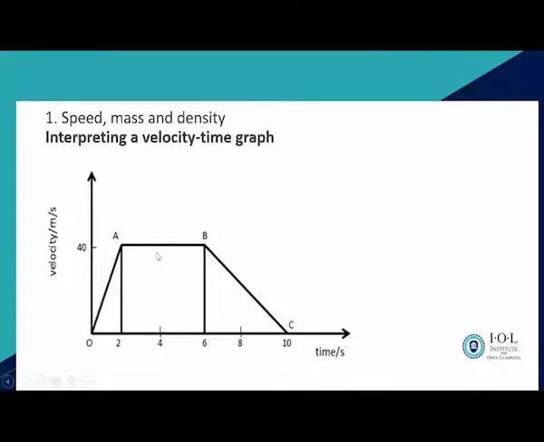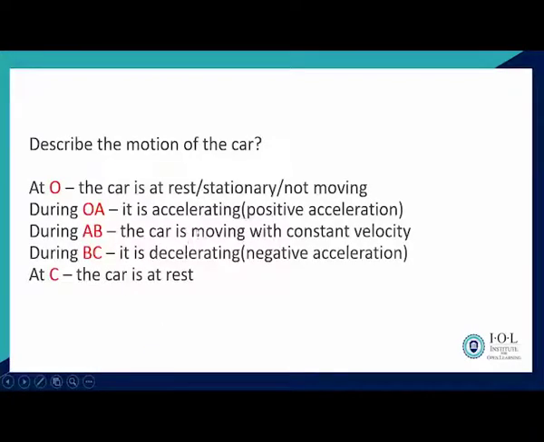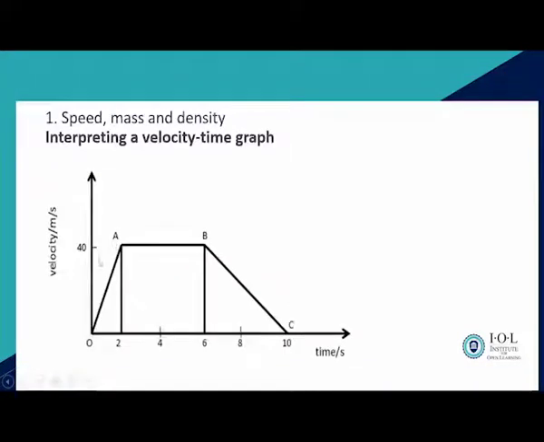Then we have AB. On the graph there, the car is moving with constant velocity. And at OA, we said the object is moving with constant acceleration. When acceleration is constant, the speed is increasing. The object is moving with an increase in speed, and it's when the line is a straight line.